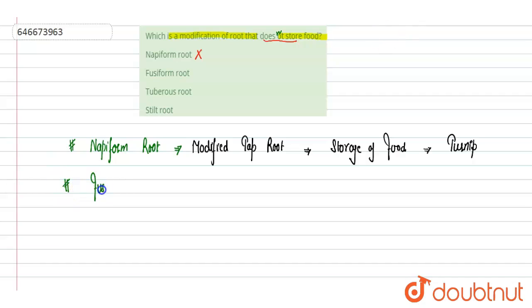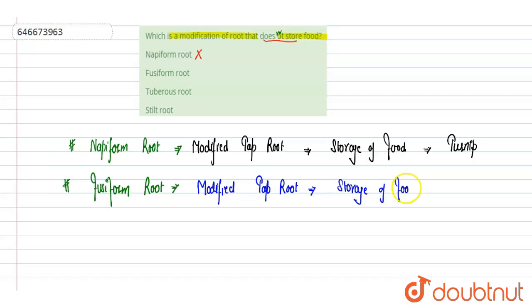Next we have the fusiform root. Fusiform root is swollen at the middle and tapering at both ends. It is also a modification of the taproot, and it also has the function of storage of food. An example of fusiform root is the radish, which stores the food. So it also becomes an incorrect option.